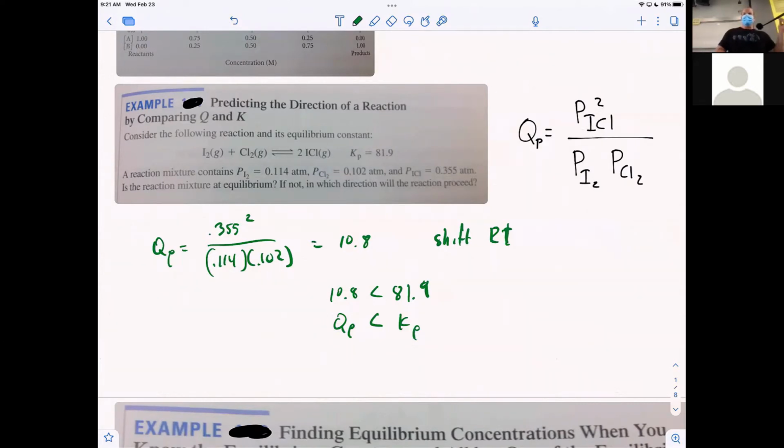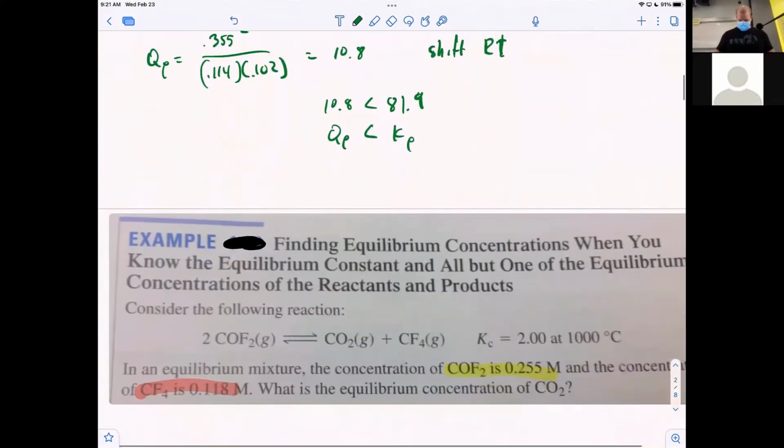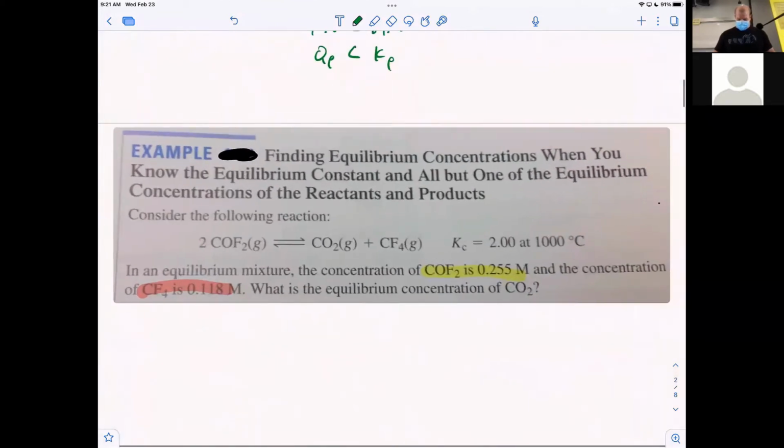It doesn't matter which kind of pressure. It's all going to be relatively the same. Other questions? Okay.